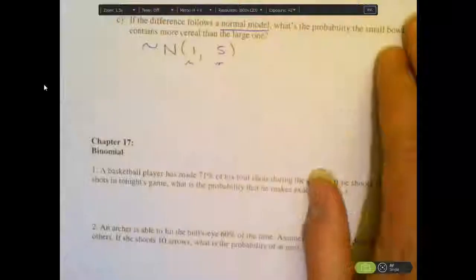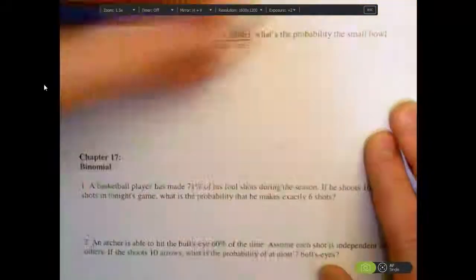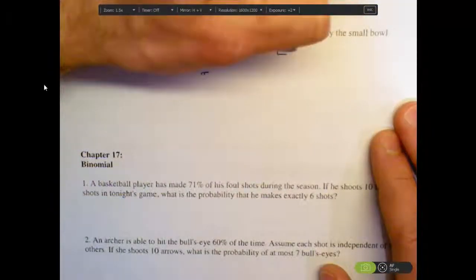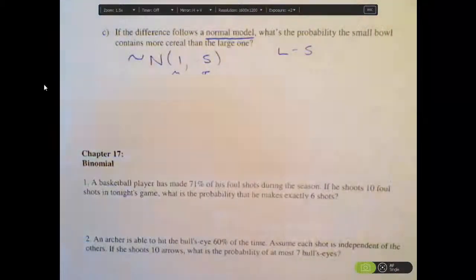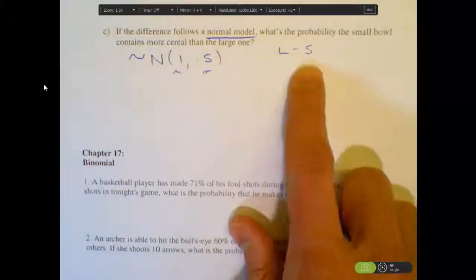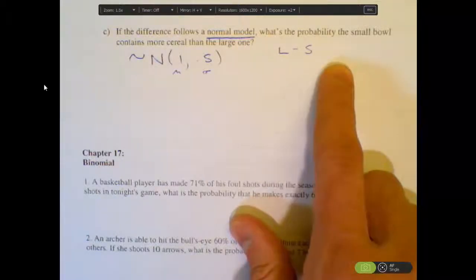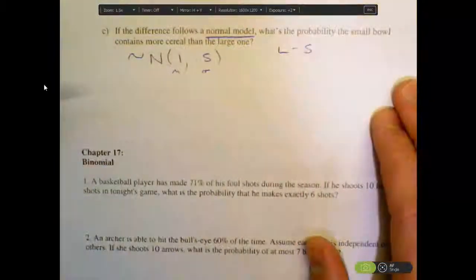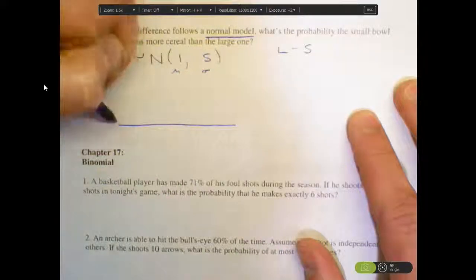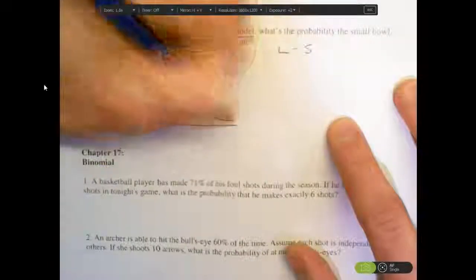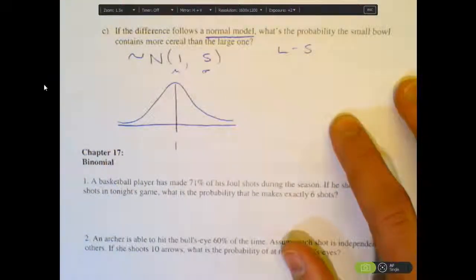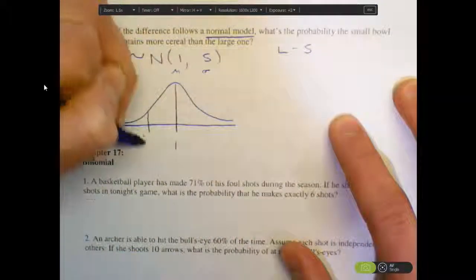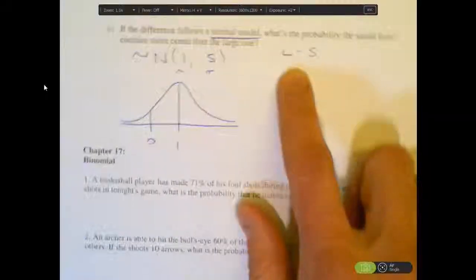Well, I need to think about this. This is not very easy. So we did large minus small. Well, think about when they would have the same amount of cereal. If they had the same exact amount of cereal, this difference would be 0. So that's going to be my statistic. So I have a normal model here. The mean is 1. The standard deviation is 0.5. The statistic is going to be 0. That's when they would be equal.